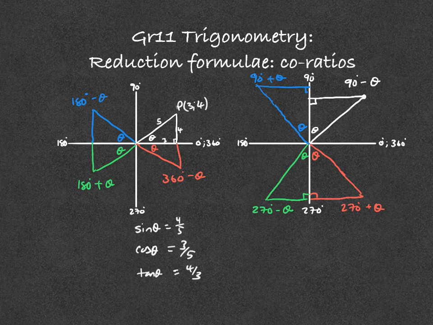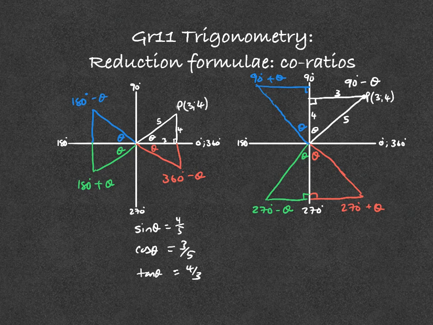Excellent. Now what happens with the co-ratio? So now we're going to look at this part here. Say for example, we've got the same point P, which is like 3, 4. That would mean the x value is 3, so this distance, in other words, is 3. Hopefully that makes sense. And then we've got the y value, that is 4, so that part there is 4. And then of course the hypotenuse would be 5.